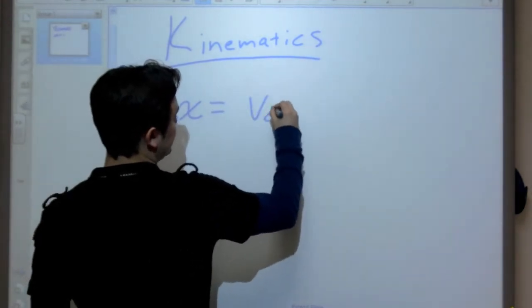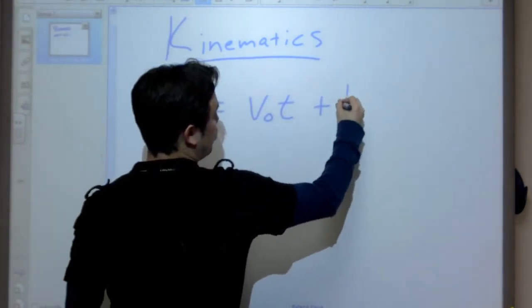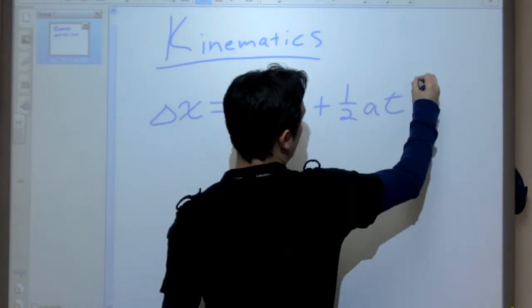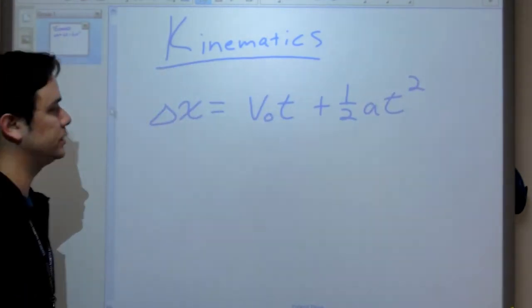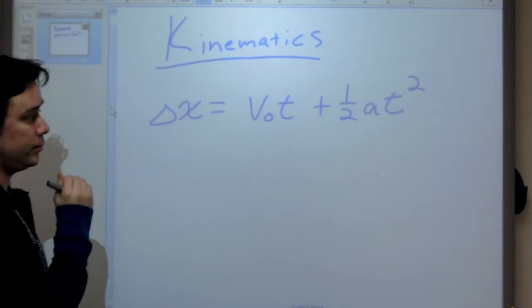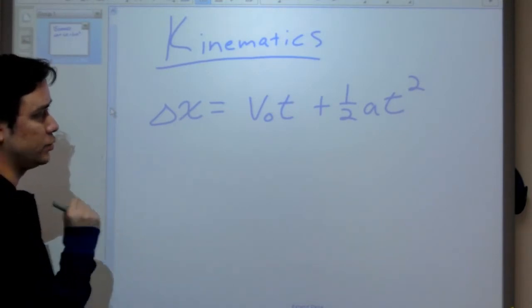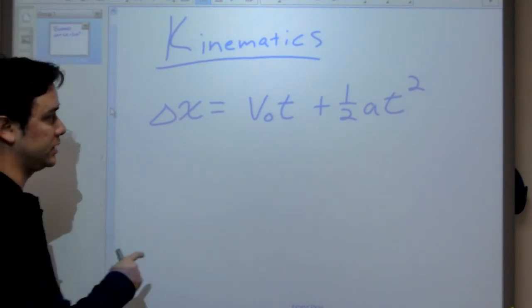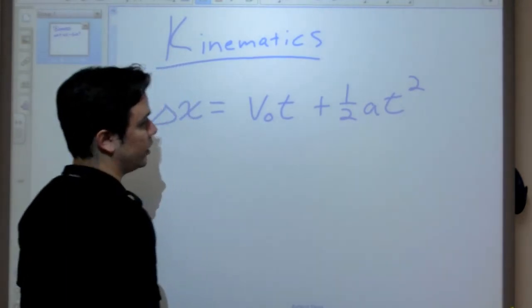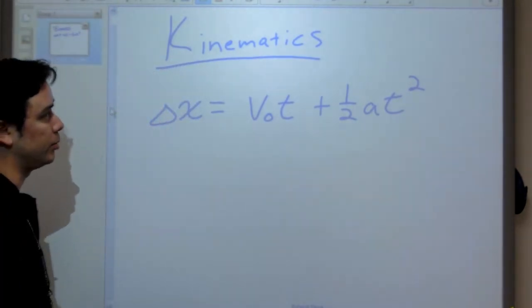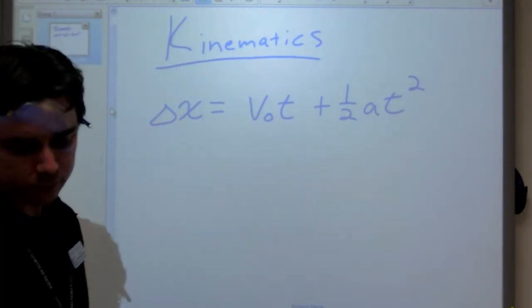Delta x equals v naught times t plus 1/2 a t squared. This is one of the most useful ones. Out of the variables that I provided you for the chart, this is the one without the final velocity. These are the common types of variables that you end up with on problems dealing with kinematics.